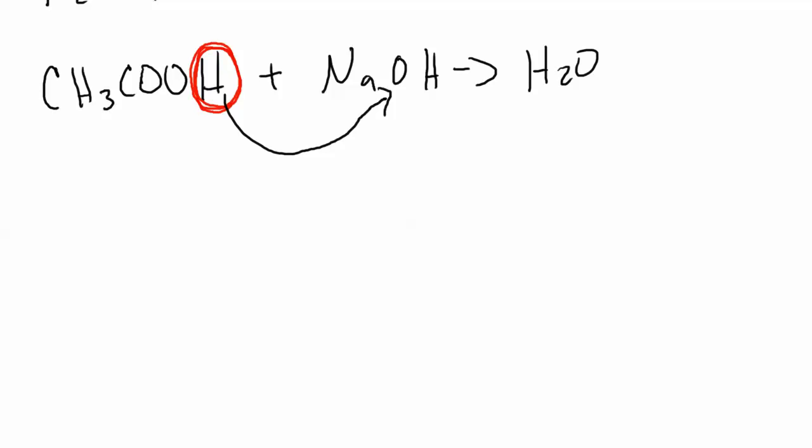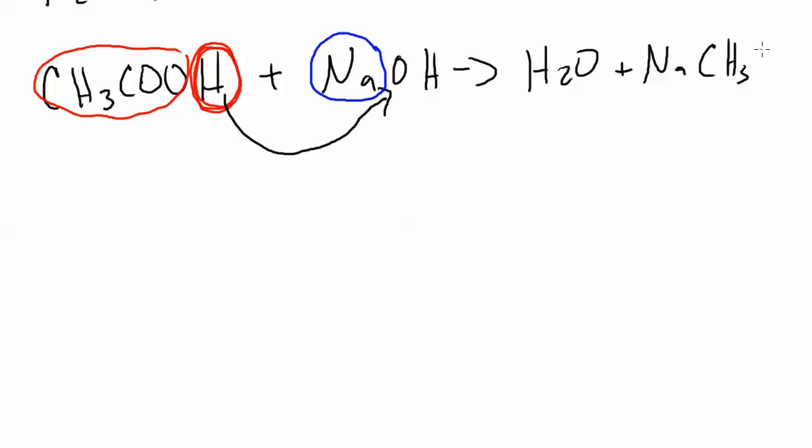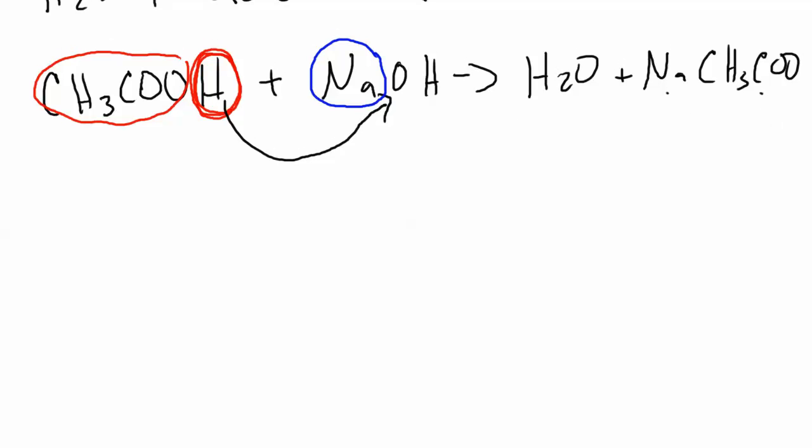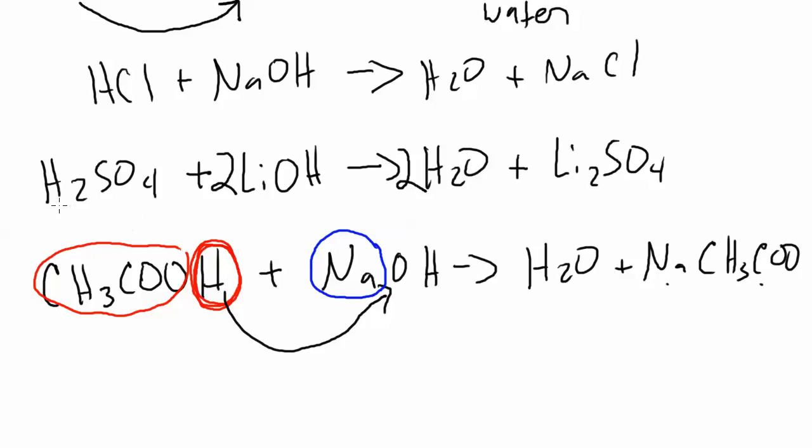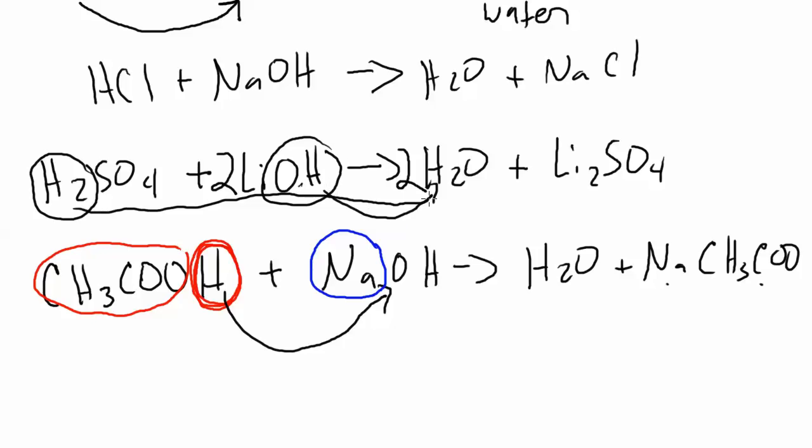And then what do you have left? You've got Na from the base, and you have CH3COO from the acid. And so you get a compound that's NaCH3COO. And this salt's name is sodium acetate. But that's basically what happens. You can see it's the same pattern every time. The hydrogen, no matter how many there are, the hydrogen or the hydrogens from the acid are going to combine with the hydroxide from the base, and those things make water. It happens that way every time. And then whatever's left over is going to combine to make an ionic substance.